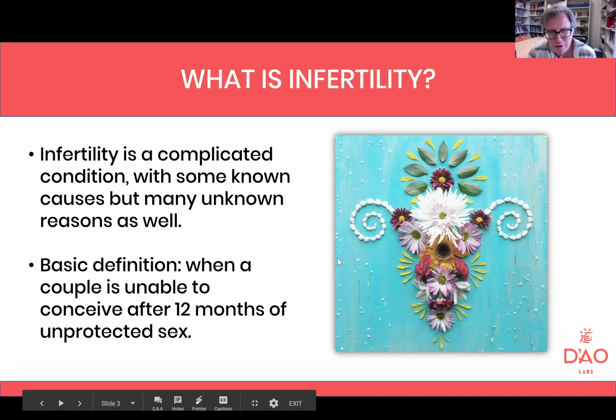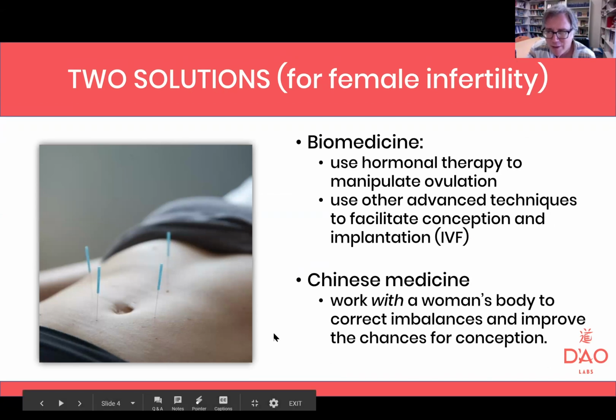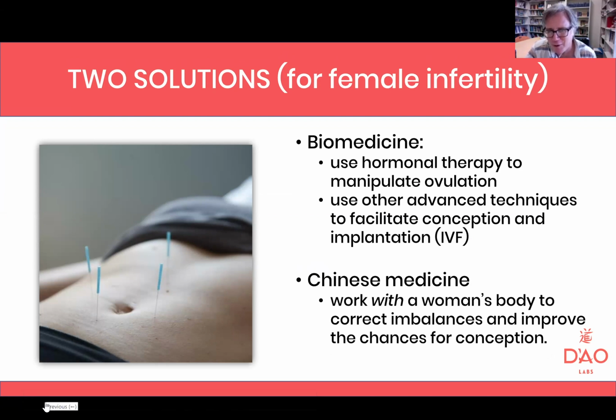One basic definition that we usually go by is when a couple is unable to conceive after 12 months. We usually define that as infertility. Now, how do you go about treating it? There's really two basic approaches we could talk about here. One is in biomedicine, and you're probably familiar with some of these approaches, but in general, what we're talking about is often hormonal therapy, first to manipulate ovulation to essentially force a woman to ovulate, and that can be done with something like Clomid or other drugs.